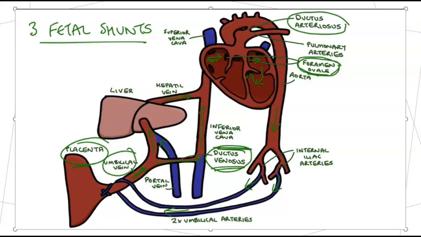Now, not all the blood goes via the foramen ovale. Some of it goes via the right ventricle into the pulmonary artery, or the pulmonary trunk here. Now, this is where we come across our third shunt, which is called the ductus arteriosus. Okay, now this is a connection between the pulmonary trunk and pulmonary arteries and the aorta, which means that once again, blood can bypass the lungs and go straight from the right ventricle into the pulmonary trunk, into the aorta, and down to the rest of the body.